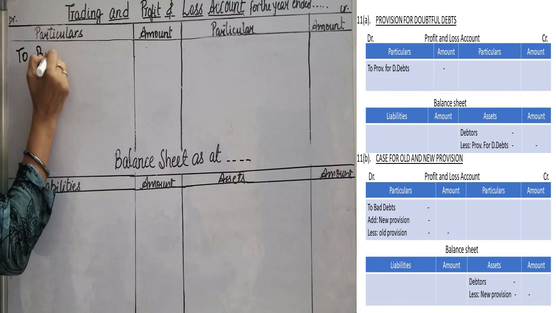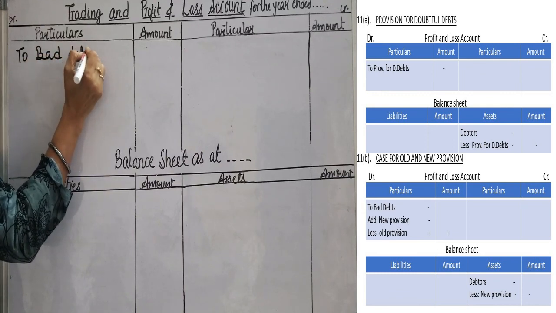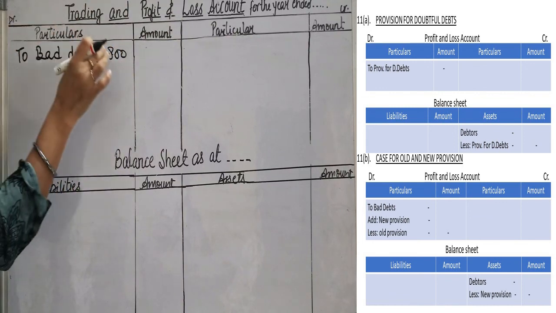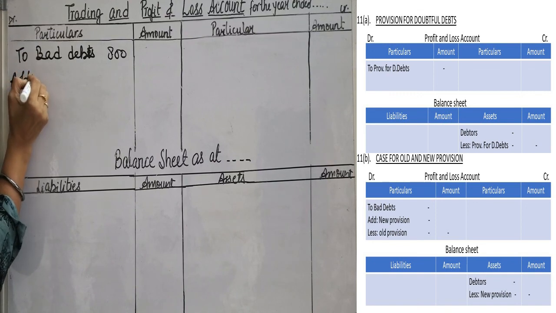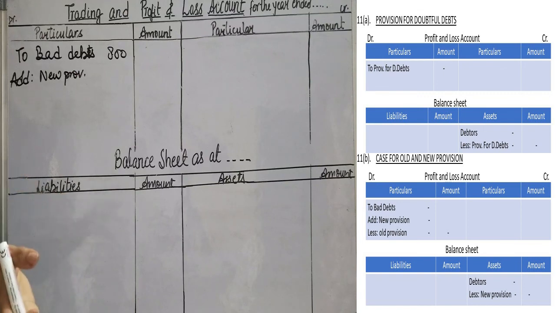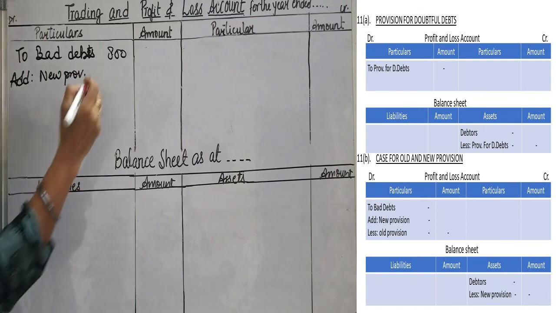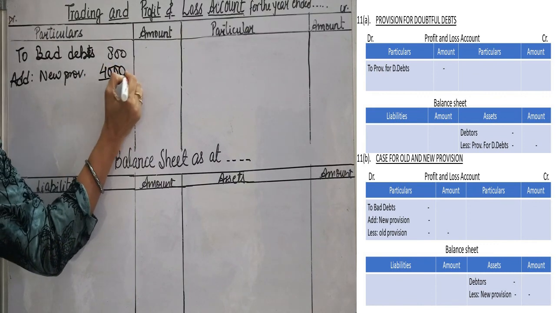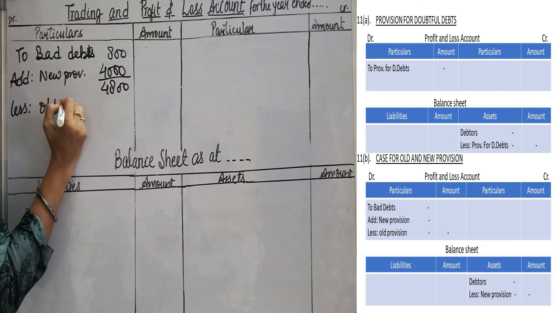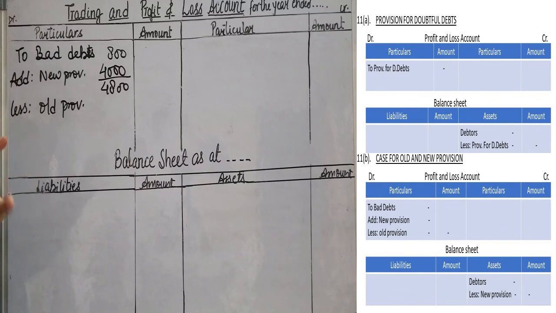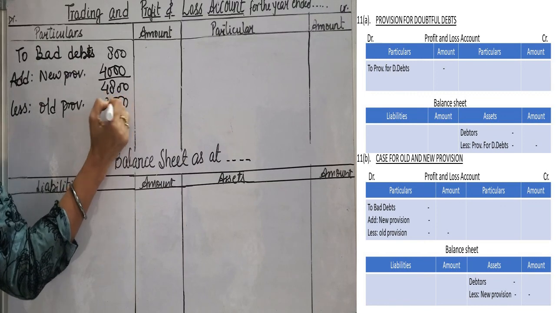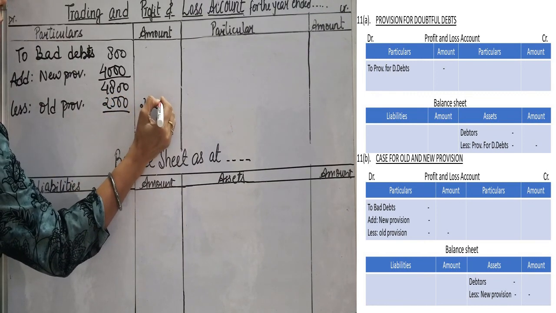To bad debts, as we all know that bad debts appear on the debit side of profit and loss account, rupees 800. And to this bad debts, we will add new provision. Okay. So, new provision of bad debts which is given at 5% of rupees 80,000, which comes to 4,000. Okay. Now, from this amount, we will deduct our old provision for discarding that old provision. So, the amount of old provision which is given in the trial balance is 2,500. Now, the net amount is 2,300.